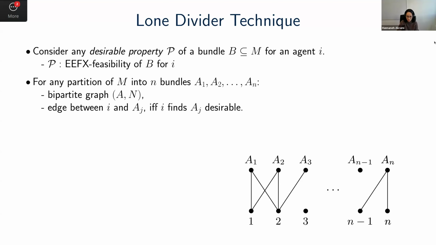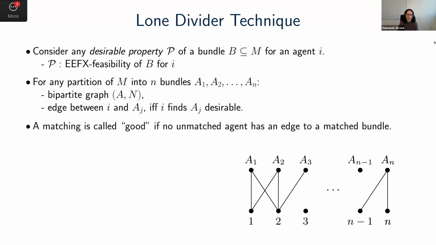Okay, so this is the graph, and we call a matching good if no unmatched agent has an edge to a matched bundle. So consider the matching that we have here that matches A1, A2 to agents 1 and 2. This matching is good because none of the agents 3 to n have an edge to the matched bundles, being A1 and A2.